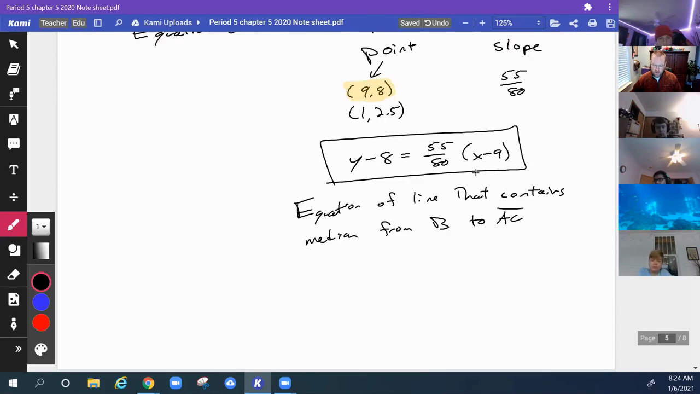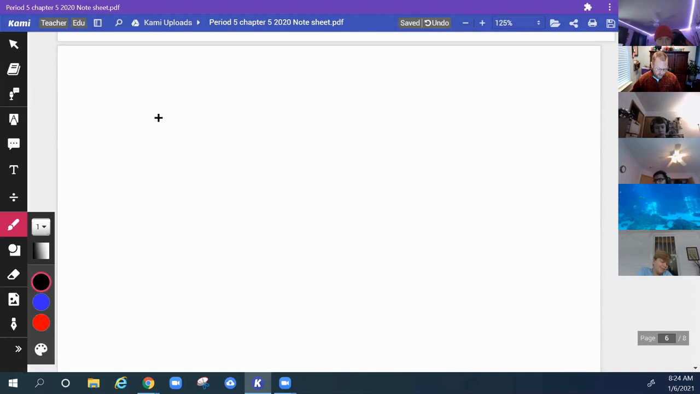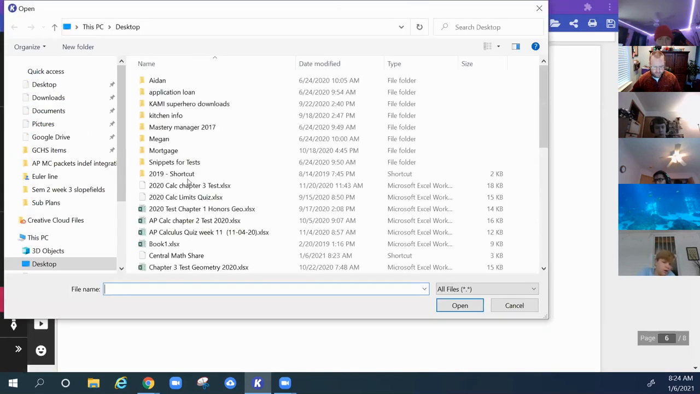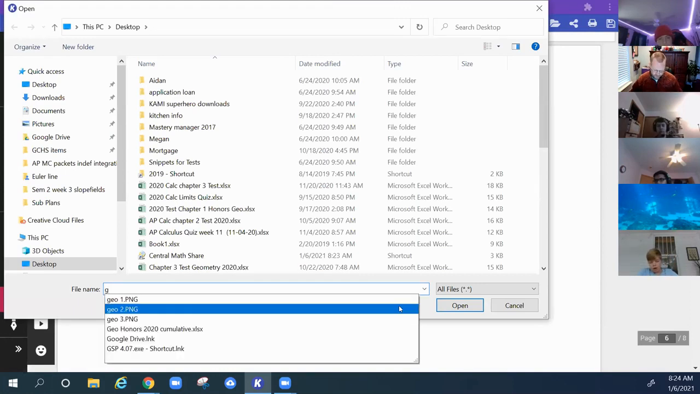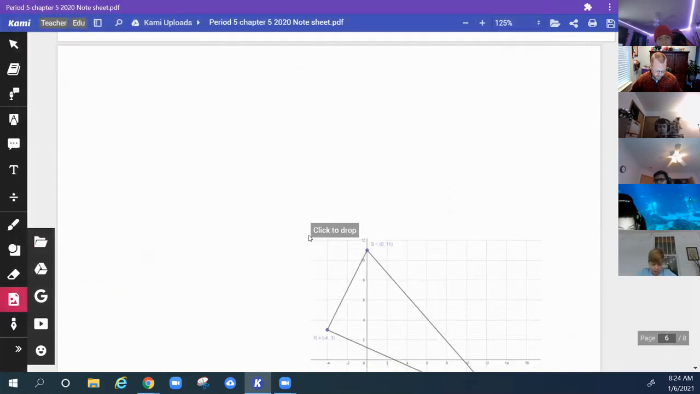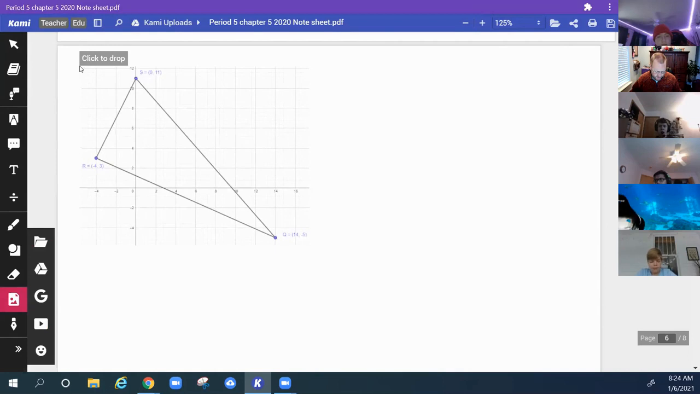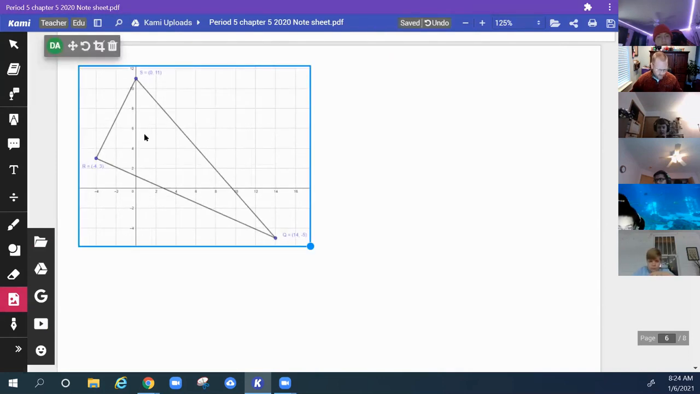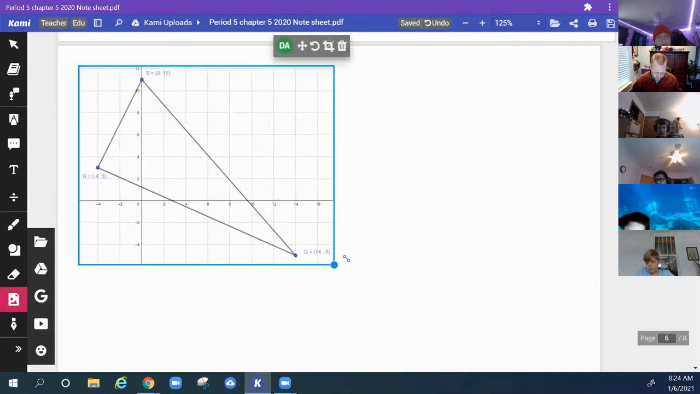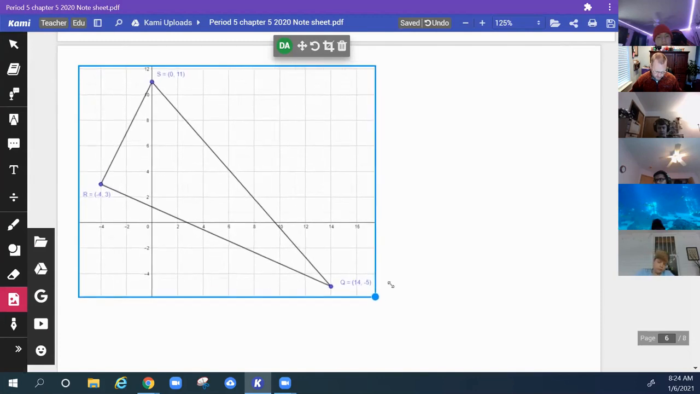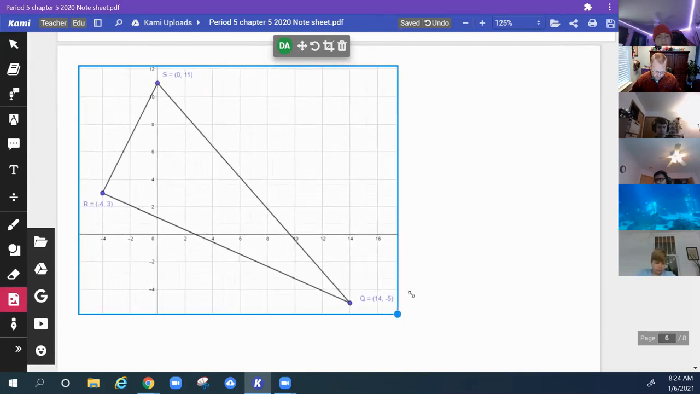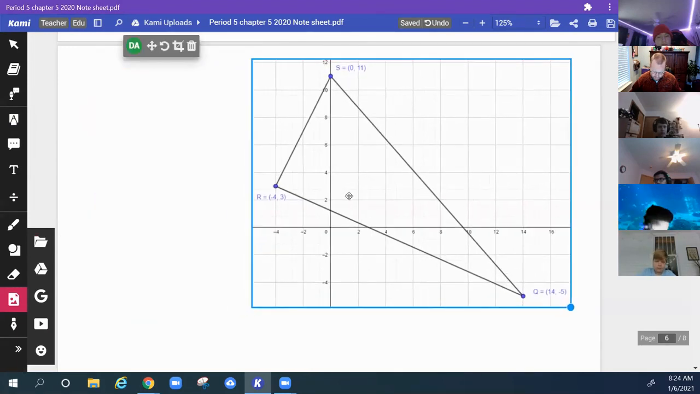I am going to go to this example right here. So I'm going to drop it in. There we go. Boom. We're going to make it a little bit bigger. Hopefully you guys can see that pretty good. And I think I'm going to move it over here. All right.